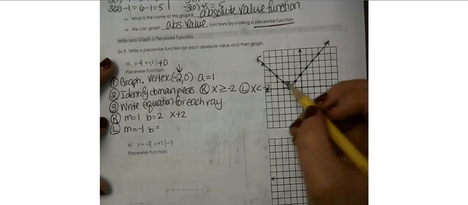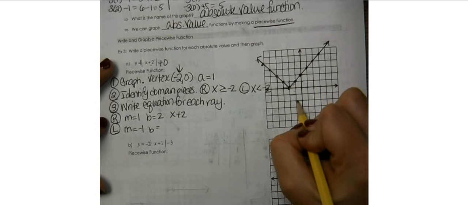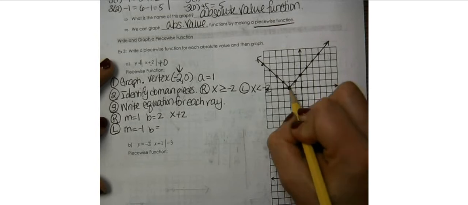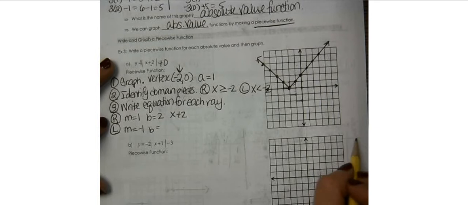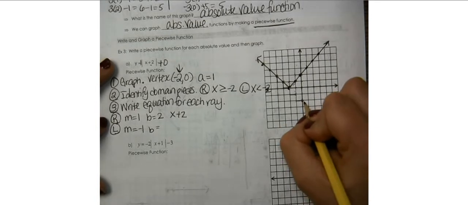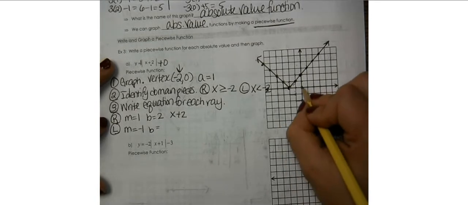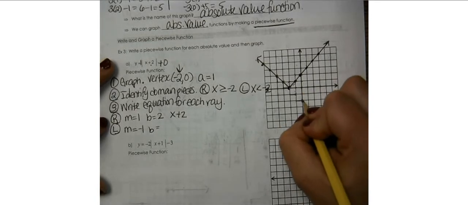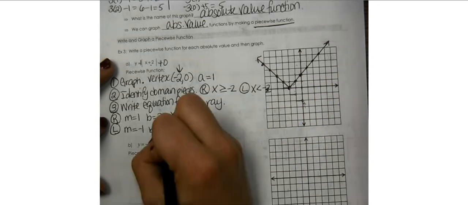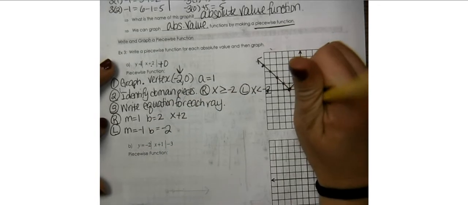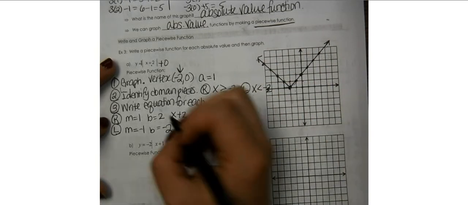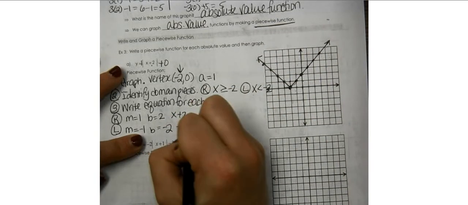So if I were to keep going, and notice I'm using pencil, I'm just going down 1 to the right 1, down 1 to the right 1. If I were to continue with this line, it would eventually cross the y-axis at (0, -2). So my b value in this case is going to be -2. Remember, it's not part of our graph, so you have to make sure that you're very careful and have a nice eraser. But our equation is going to be -x minus 2.